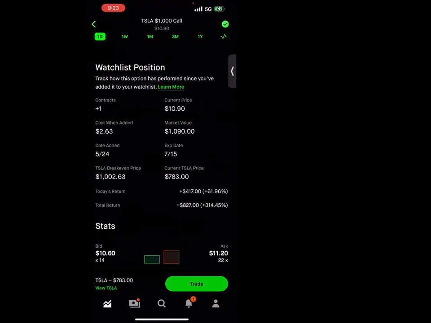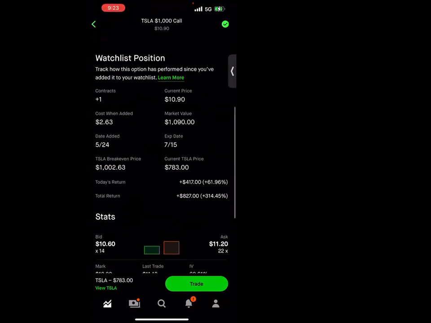And this is something to keep in mind as well. This stock, this is Tesla though, at 61%, I'm gonna say it again, at 61%, you're making $417.